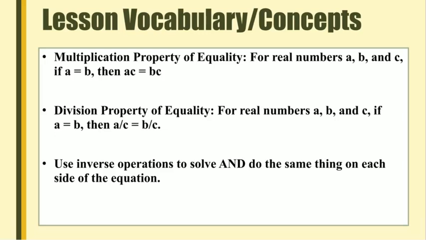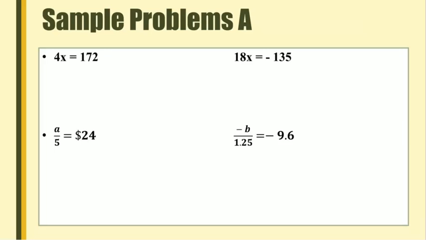Again, we're going to use inverse operations because the inverse of multiplication is division and the inverse of division is multiplication. And whatever you do on one side of the equal sign, do on the other side to show that both sides are still equal. So example 1, we have 4x equaling 172. Here I'm going to divide both sides by 4, and 172 divided by 4 is going to equal 43. So x is equal to 43.